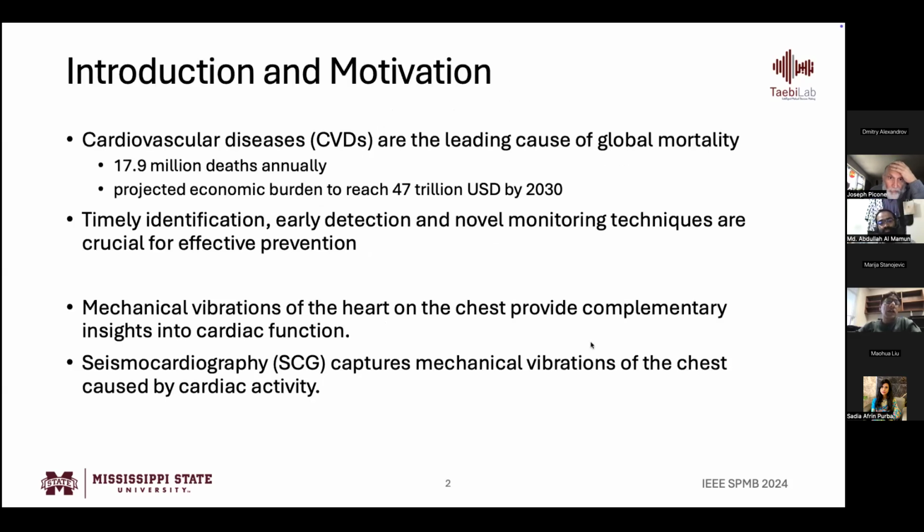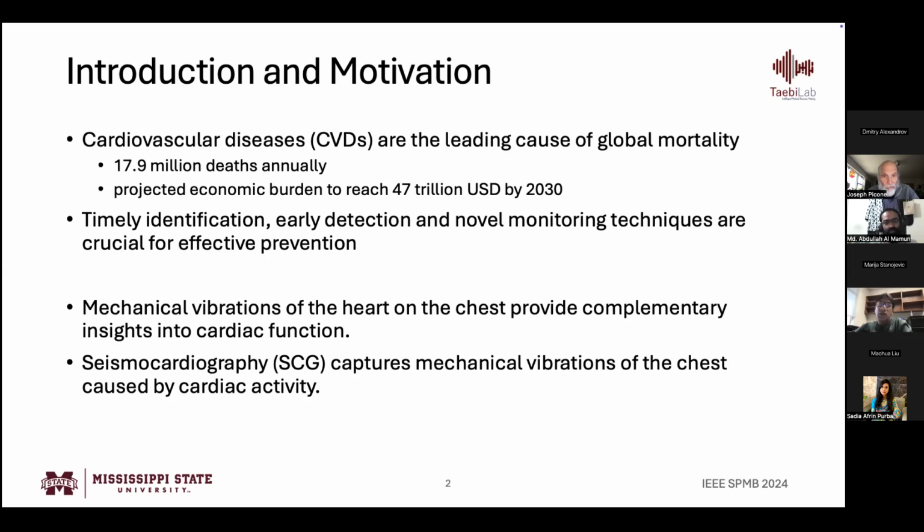So here is the introduction and motivation. Cardiovascular diseases are the leading cause of death worldwide, responsible for approximately 17.9 million deaths yearly. Beyond the human toll, the economic burden of this disease is projected to reach 47 trillion USD by 2030. So early detection and effective monitoring are crucial for reducing this impact.